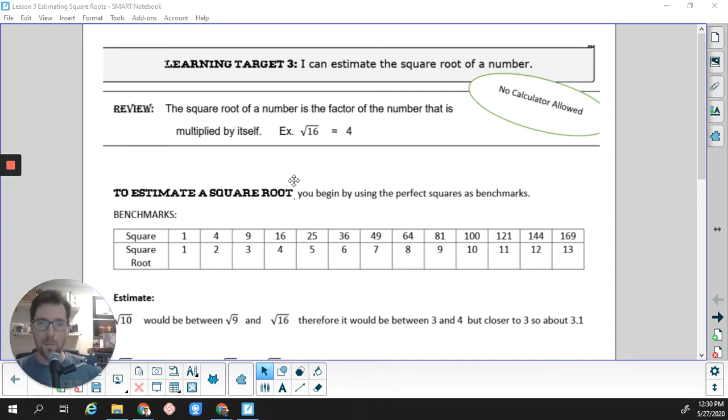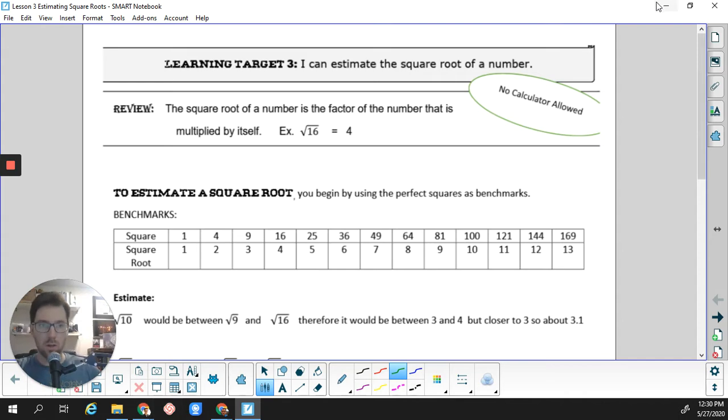Okay, we are back, and today we are looking at estimating the square root of a number. Now, I alluded to this at the end of the last lesson. I dropped a little foreshadowing that this is kind of where we were going, and we used an awesome tool. So let's take a look at a slightly different way.